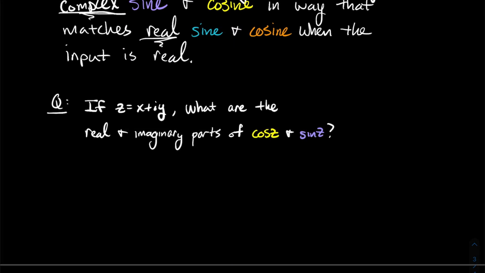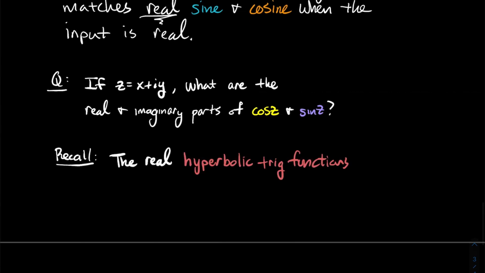Now here's a question. If z has real and imaginary parts, x and y, so if z is x plus iy, what are the real and imaginary parts of these two functions, cosine of z and sine of z? So what I want to try to do is write cosine of z in the form u plus iv, and then write sine of z in the form u plus iv as well. And then that can lead you to thinking about using some things you've seen before with u and v, like the Cauchy-Riemann equations. So that's maybe the direction that we're headed.